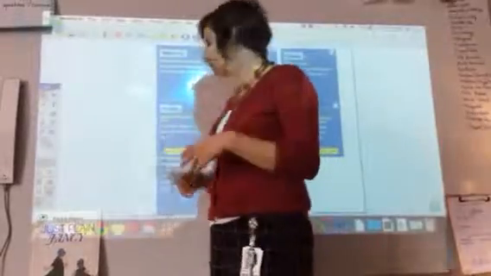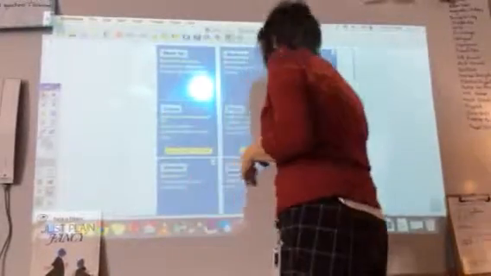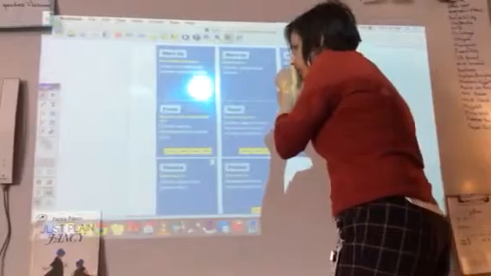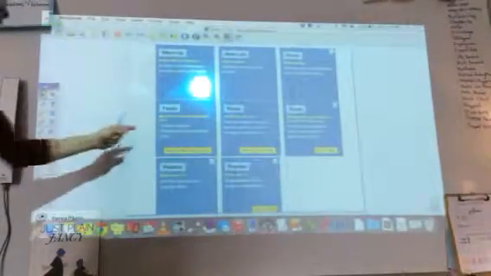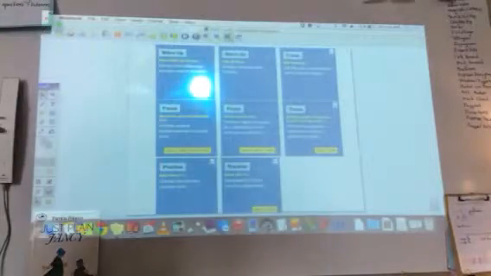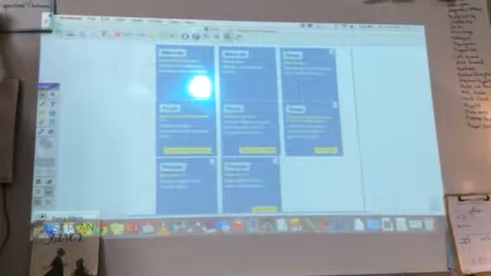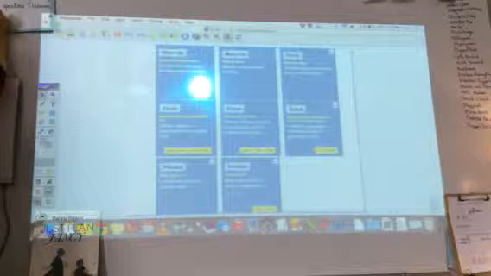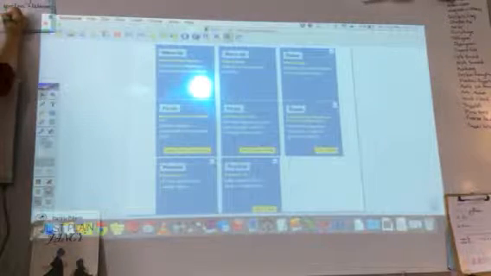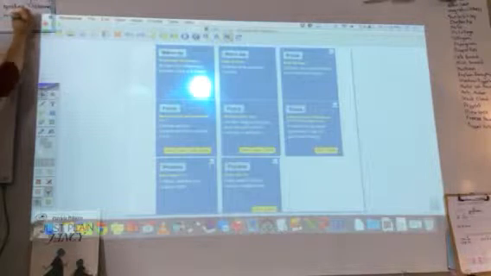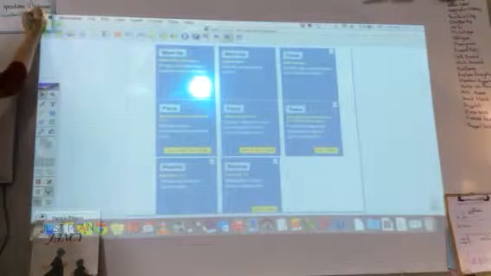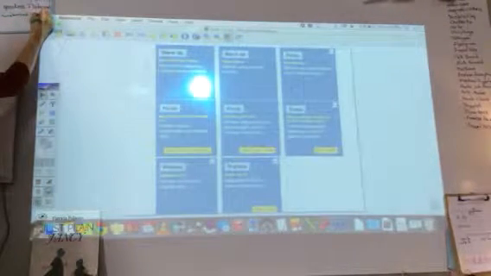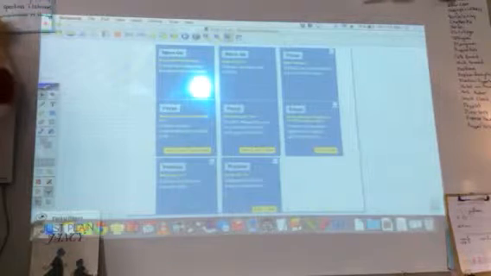So today, our math goal for today is going to be exploring non-standard and standard units, okay? So I'll put our goal down: exploring non-standard versus standard measurement.